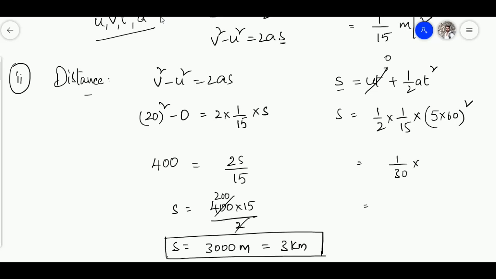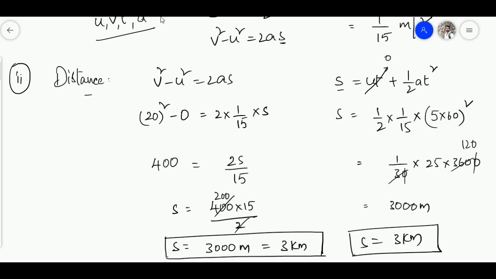1 by 30 into 25 into 3600. So 0 gets cancelled. 120, 25 into 120, that is 3000 meters again. That is 3 kilometers. So whichever formula you use, you will get the answer finally.